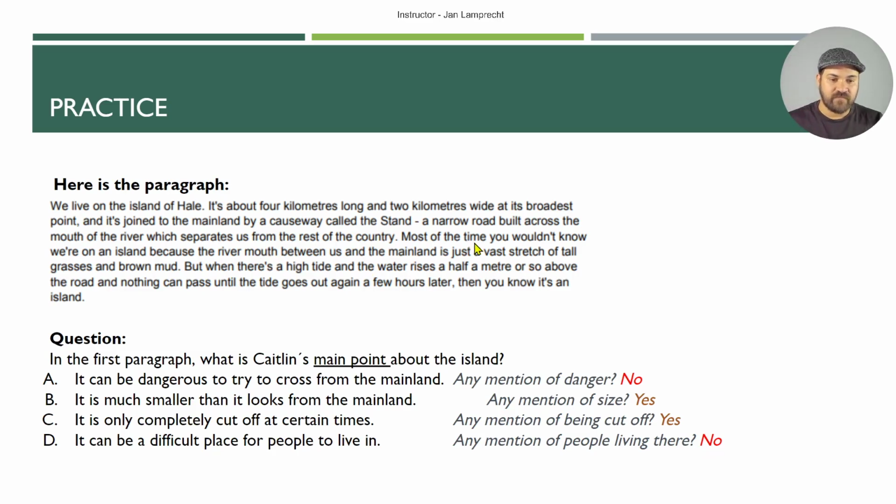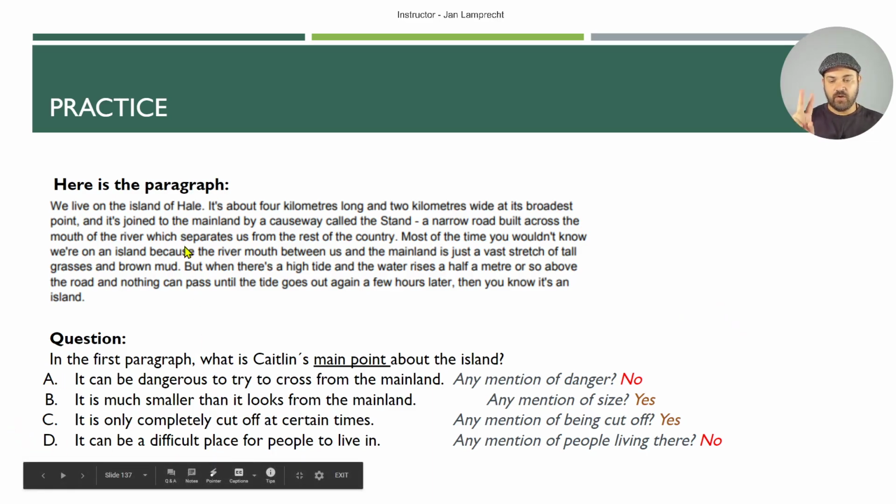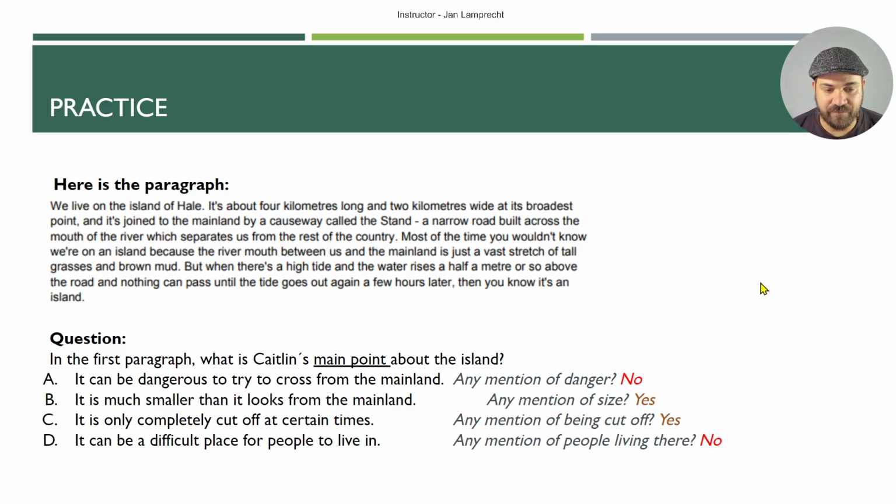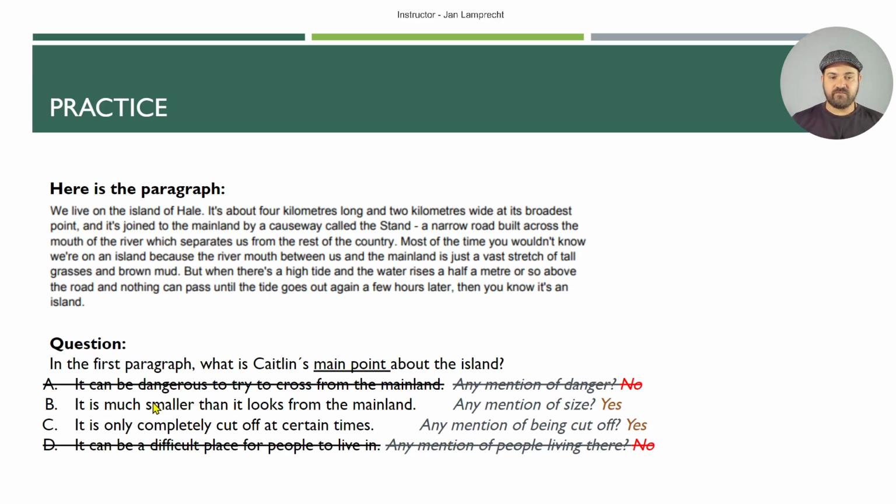They don't. So let's go into more detail. So we can say goodbye to A and goodbye to D. We have two options left. So now, it is much smaller. So where do they compare size? Well, it's about 4 kilometers long and 2 kilometers wide at its broadest point. So that's describing size right there. Okay, so keep that in mind.